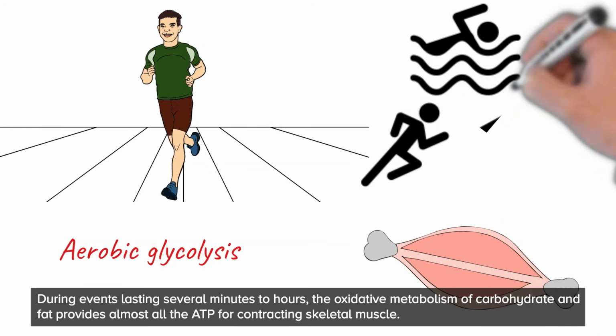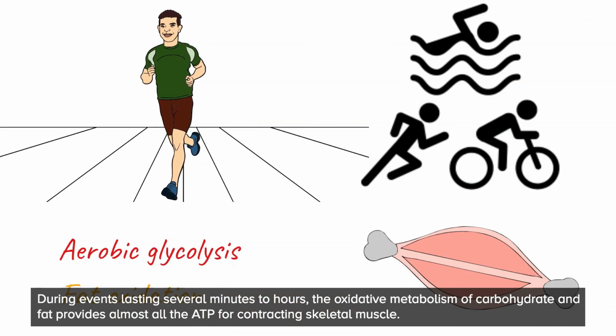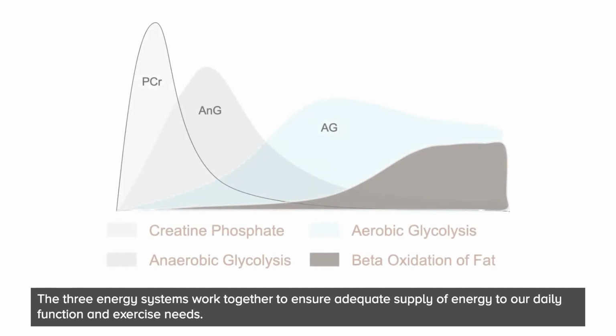During events lasting several minutes to hours, the oxidative metabolism of carbohydrate and fat provides almost all the ATP for contracting skeletal muscle. The three energy systems work together to ensure adequate supply of energy to our daily function and exercise needs.